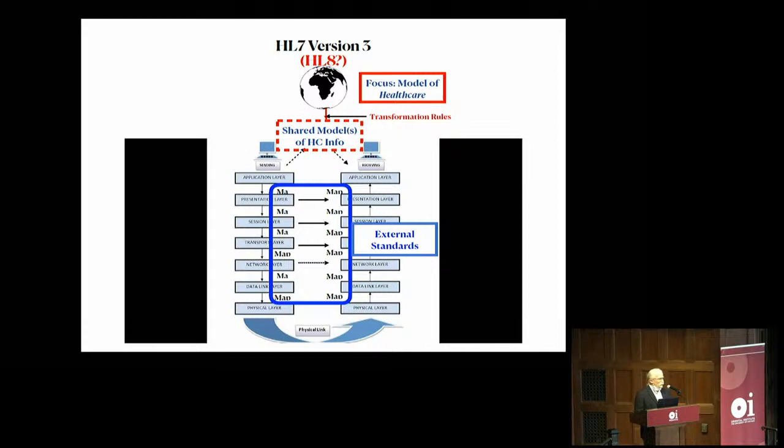But HL7 realized that's not where they're going. So they set off on version 3. Now, one of the mottos of version 3 is optional is a 4-letter word. We're going to get all these options out on how you encode your laboratory records and how your data is represented. What we're going to do is build a model of healthcare. And we're going to use this model of healthcare to then map to the messages that we have coming out there.